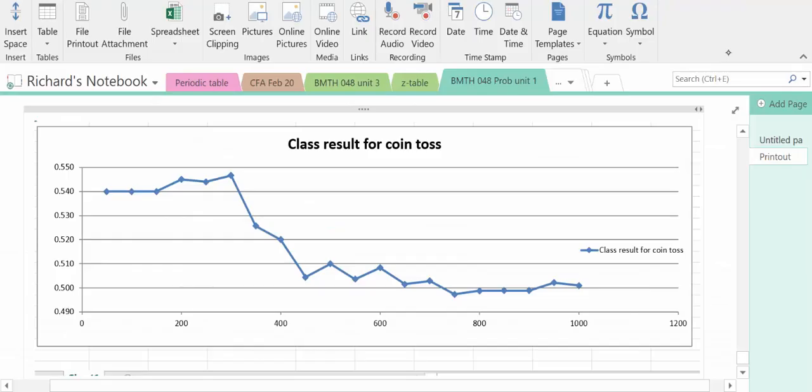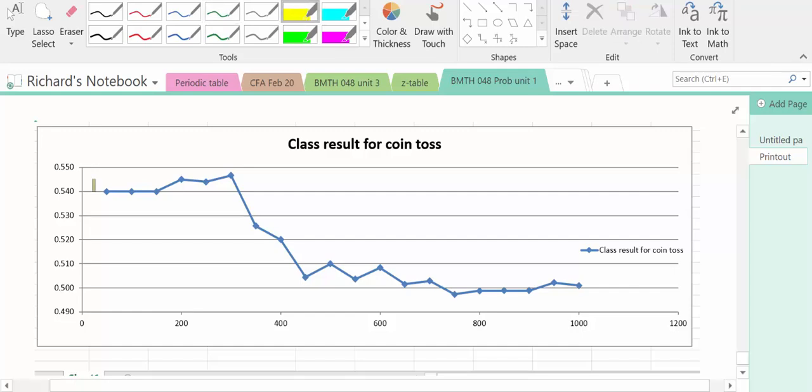So here's the class result for the coin toss. We started out with a ratio of 0.540, and then ultimately after 1,000 tosses, we ended up with a ratio of 0.50 something or other, 0.0501, I think.